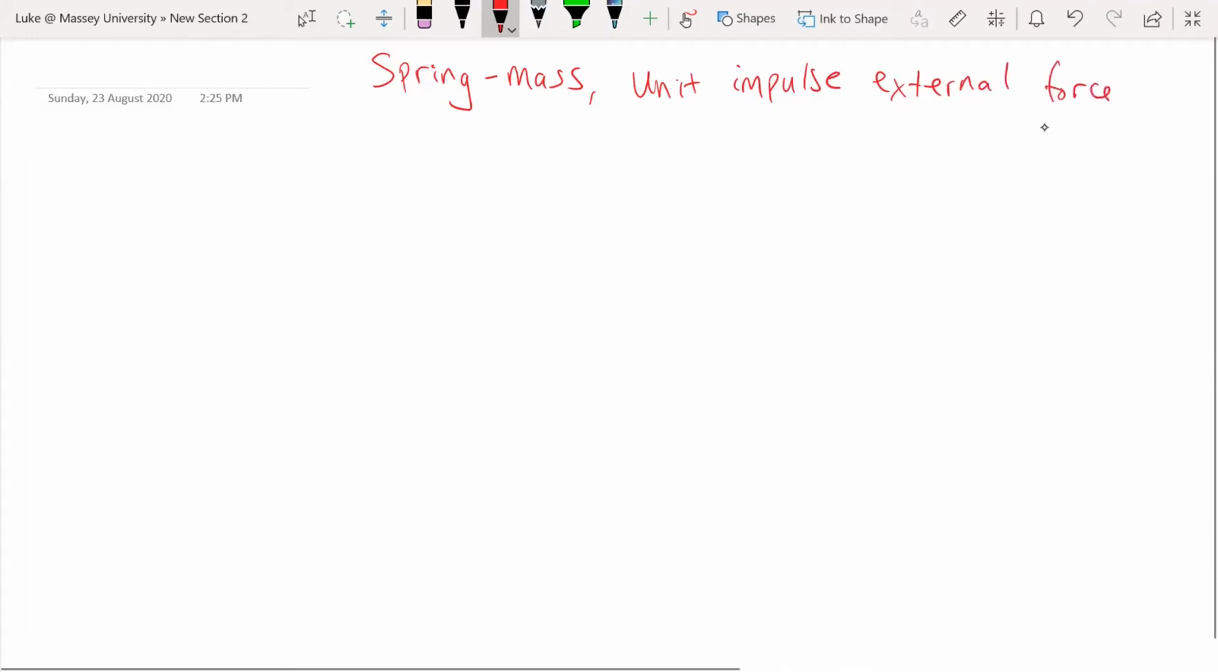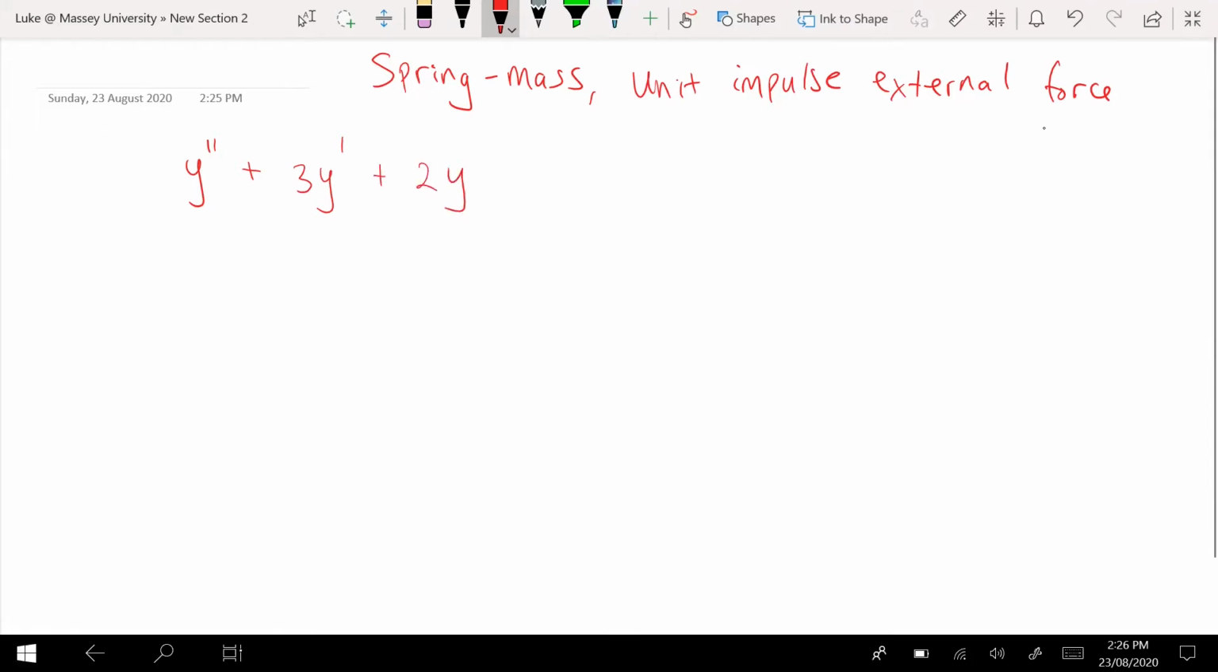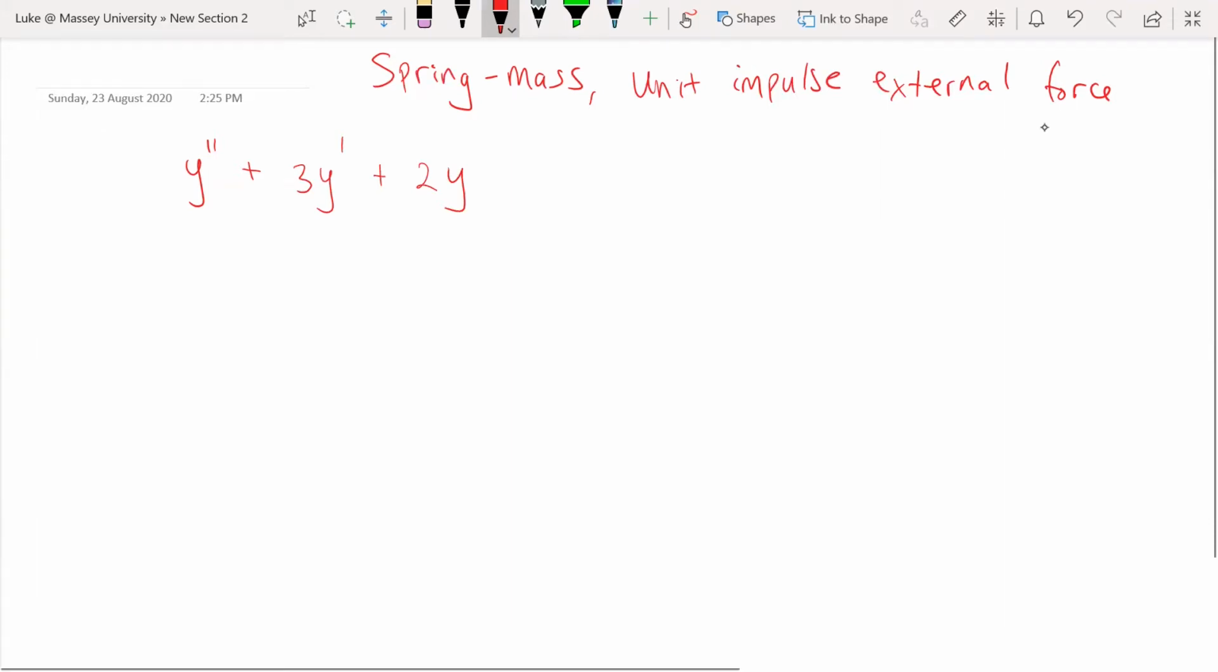So what we're going to do is write down the ODE. It's a spring with a mass attached to it, with mass equals 1 kilogram, plus 3 times y prime. So the damping coefficient beta is equal to 3 here, plus 2 times y. The spring constant is equal to 2 in this situation. And my external force is going to be this Dirac delta function at t minus 1.